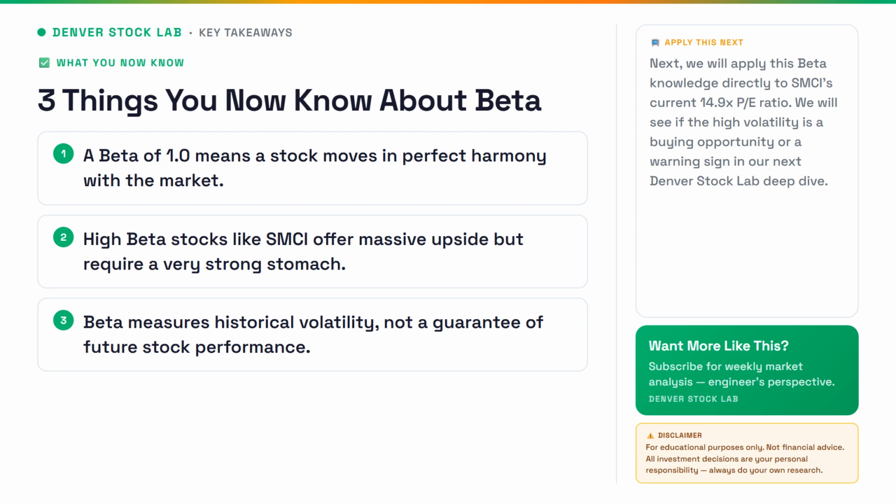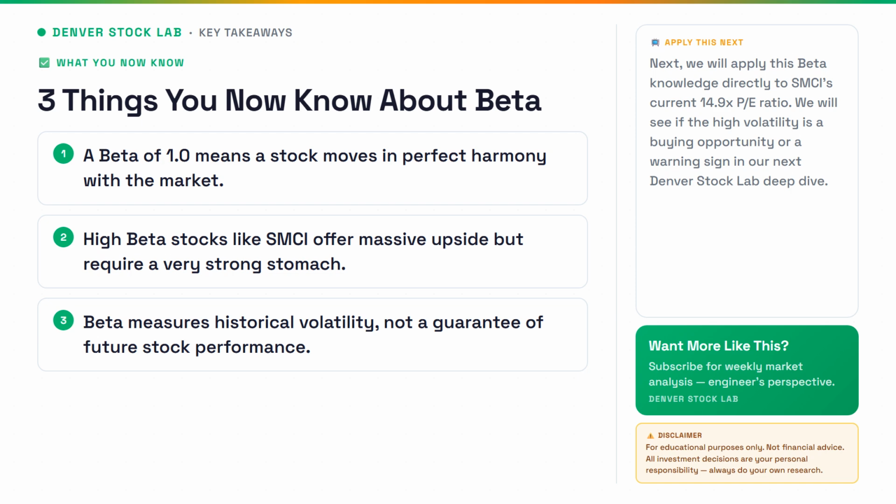Second, high beta stocks like SMCI are magnifiers. They will double your joy during market rallies, but they will also double your pain during market downturns. They are not a shortcut to wealth. They are powerful tools that must be handled with extreme care. Third, always use beta to size your positions correctly. Never put your entire portfolio into high beta stocks, and always pair high growth names with stable, low beta anchors to keep your portfolio balanced.